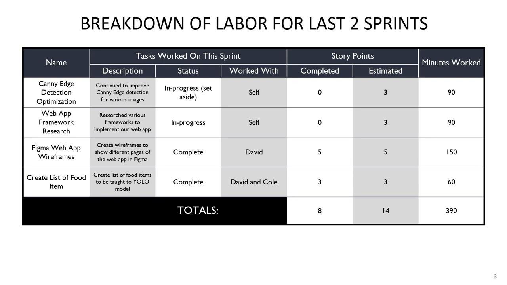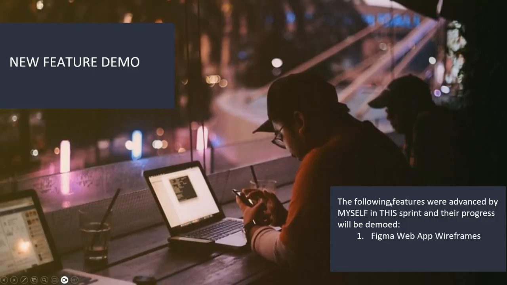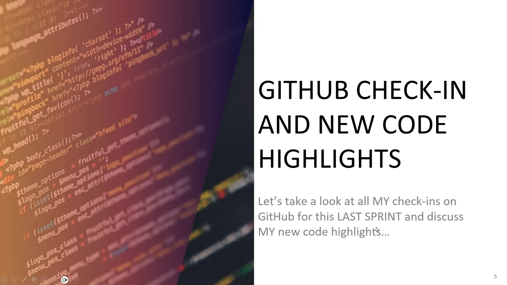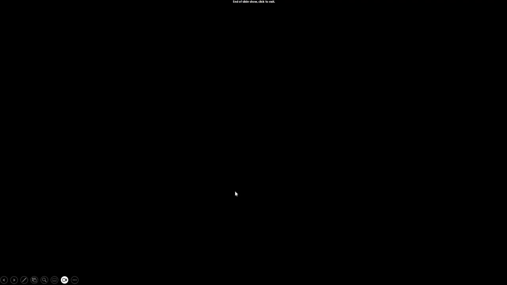And then we also worked on a list of food items that we're going to use to train the YOLO model, and the three of us all worked on that. It wasn't a huge deal, but we sat down and listed out a little over 30 items that would be found in a pantry for basic recipes. All right, so I'll go ahead and demo the Figma web app wireframes, and then we'll look at GitHub and see what I've pushed.